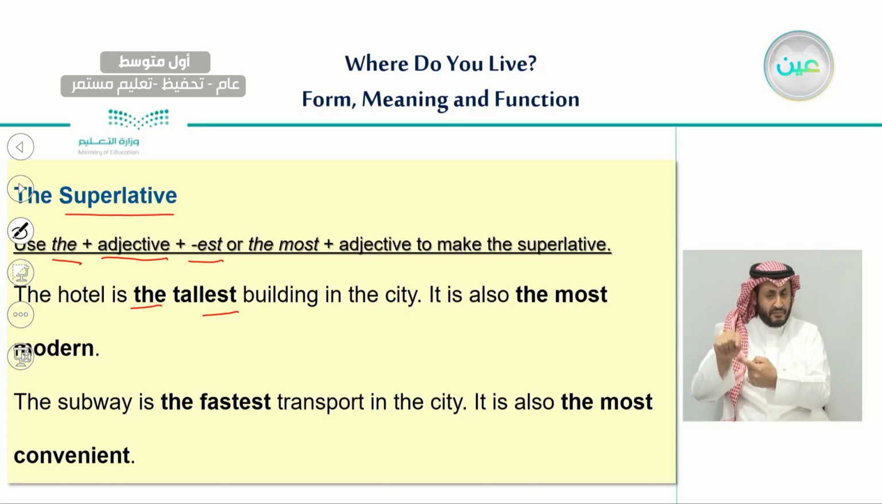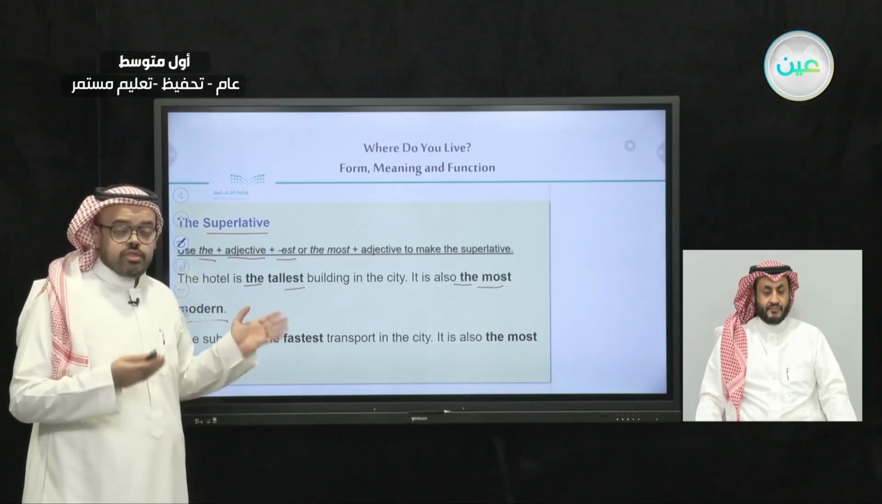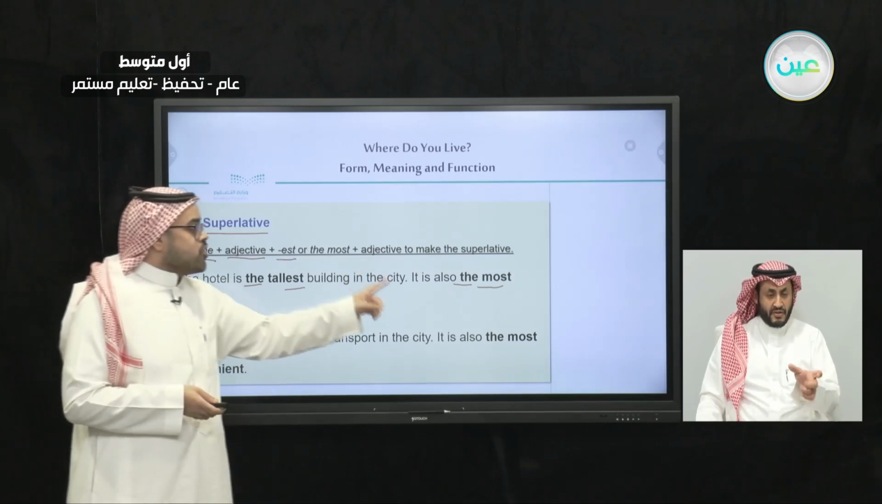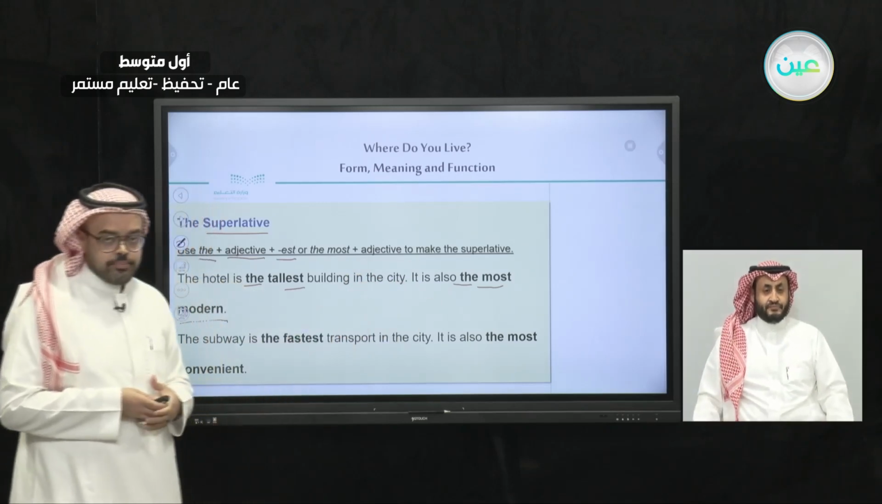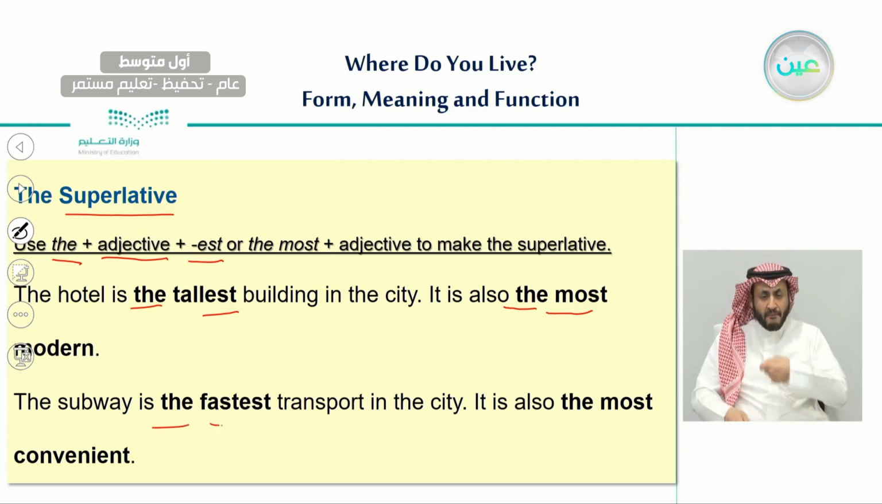So for example, here we would say the most modern. Can you see this adjective modern is not a short adjective? It's a longer one, has more than one syllable. So in this case, we would say the most modern. Here we have another example. The subway is the fastest.